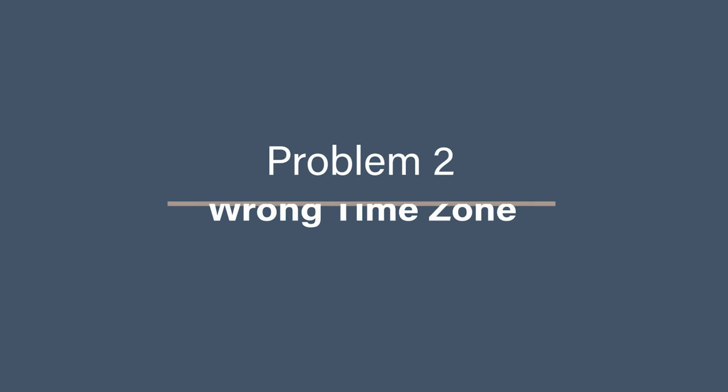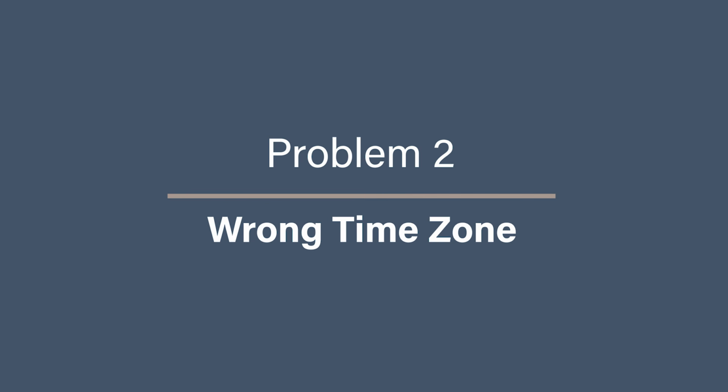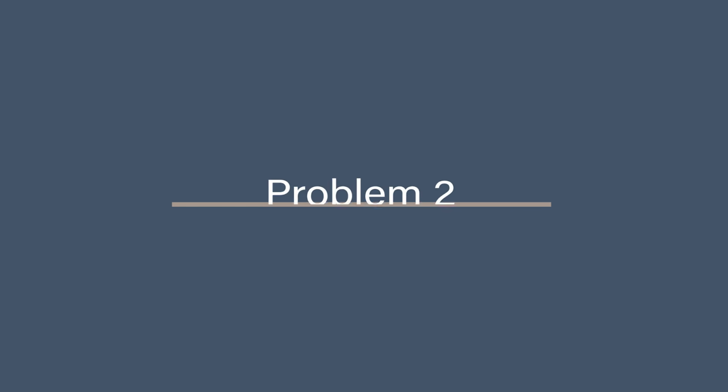Problem 2, the photo has the wrong time zone. This one is a little different. The photo already has the date and time attached to it, but it's been recorded in the wrong time zone. For example, if you took photos in New York, but your camera was still set on UK time, all of your photos could be several hours out.